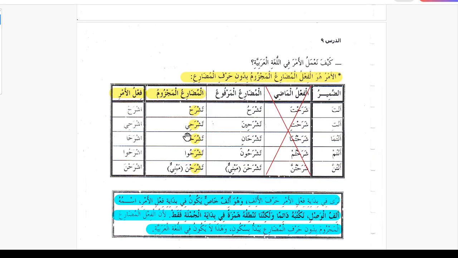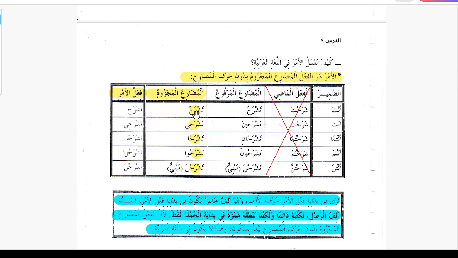So simply take the second person of the pronoun, make it majzoom in verb form, and then remove the first letter. After you remove it, you cannot pronounce it, so you add hamzatul wasl. The i'rab of hamzatul wasl depends on the second root letter: if it has a fatha or kasra, then it starts with kasra. Like in this case, all have fatha, so it starts with kasra.